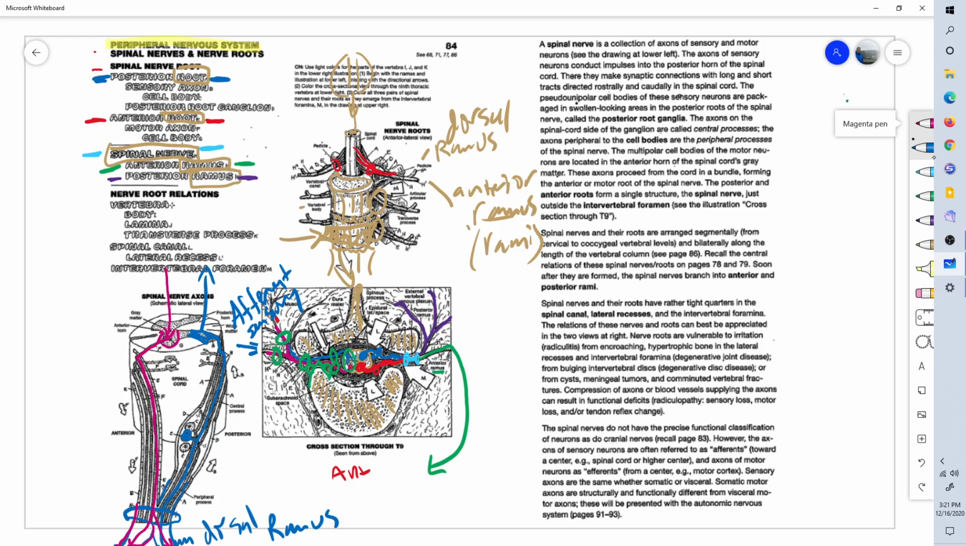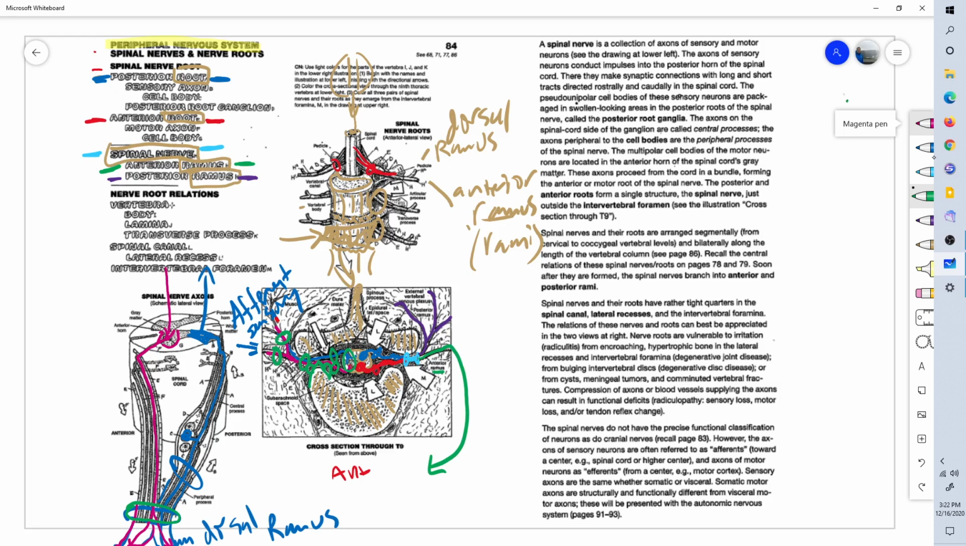So the point being is this. You will find sensory afferent neurons in the posterior root and in the posterior horn. But in the spinal nerve, you will find a combination of both. Look in this area here. Notice in this area here, I'm circling, I have both blue and red. I have both sensory and motor neurons.